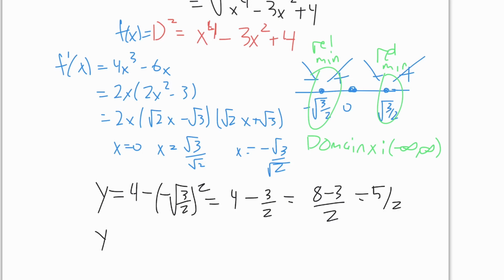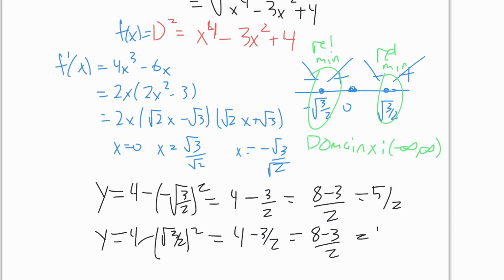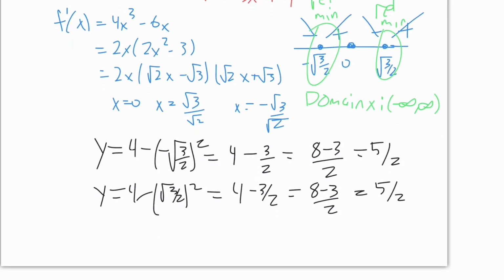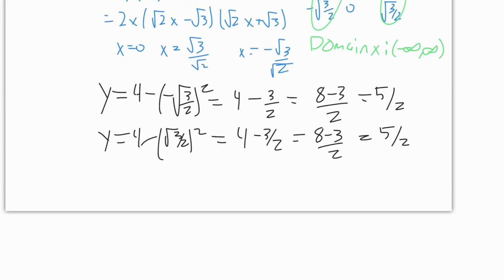And if we do the other one, y equals 4 minus root 3 over 2 with no negative, we'll get 4 minus the same thing, so 8 minus 3 over 2, so the same y value, 5 over 2. So what we get is that we have two closest points.